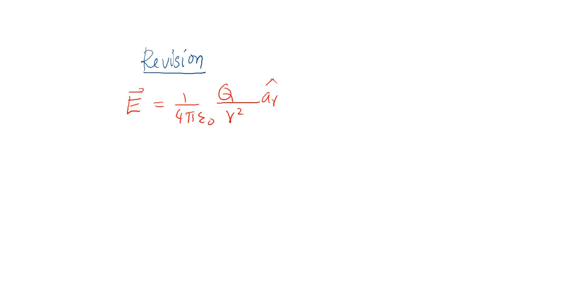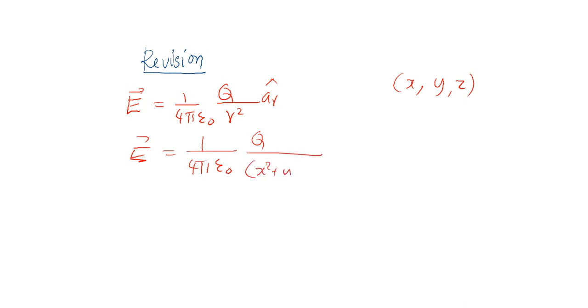So this is in the case of spherical, and we have transformed this into the Cartesian coordinate system, and we found that if the charge is at the origin and the location where you want to find the electric field intensity has the coordinates x, y, z, then it is given by q divided by x square plus y square plus z square whole raised to 3 by 2 into x ax cap plus y ay cap plus z az cap.